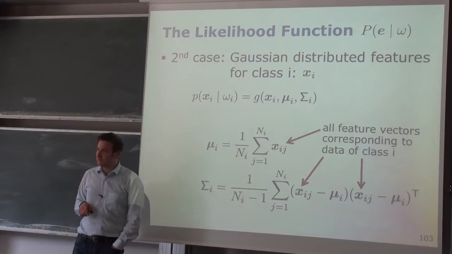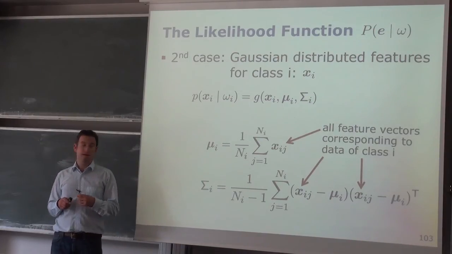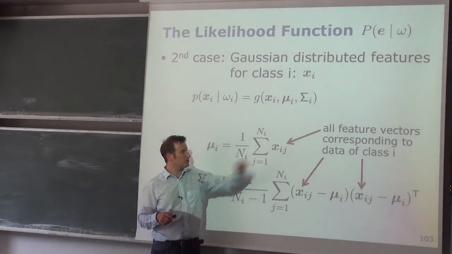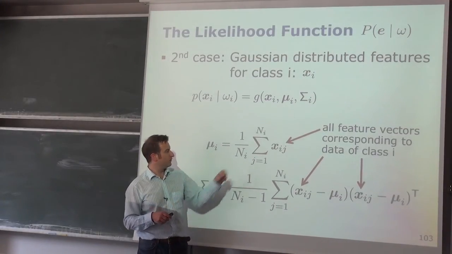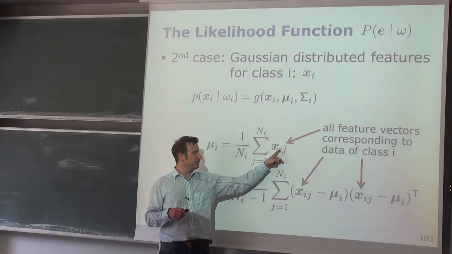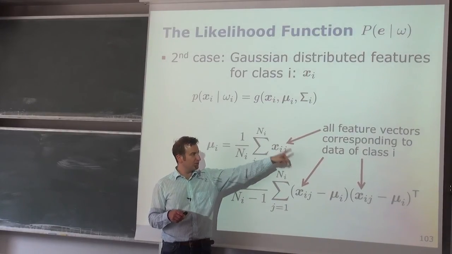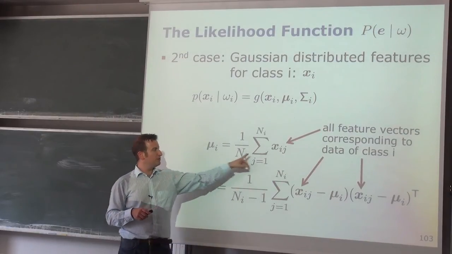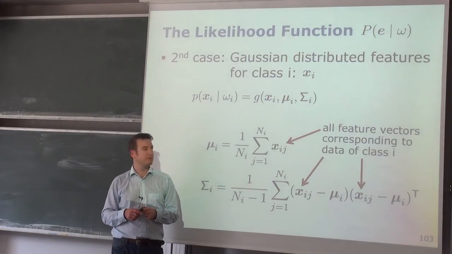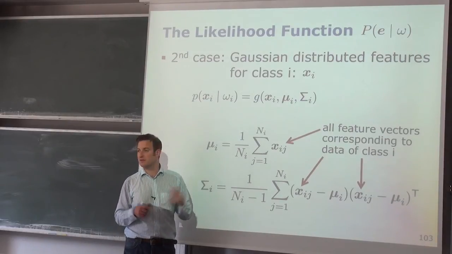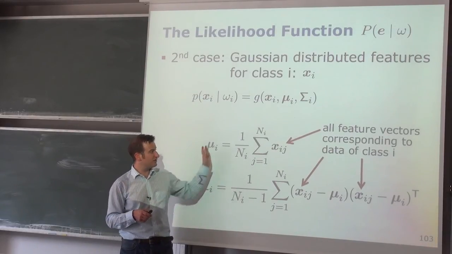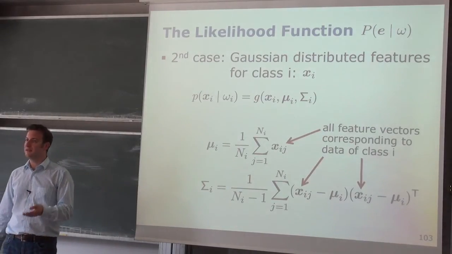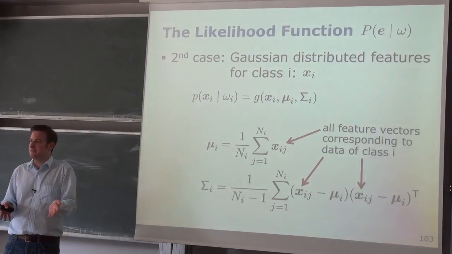What I can do is I simply take all the features which belong to class i. So this should be all features corresponding to data points belonging to class i. I simply compute the mean over all of them, and N_i is simply the number of elements of class i. So just take all the data points where I know from my labeled training data that they belong to class number 1. I simply compute the mean.